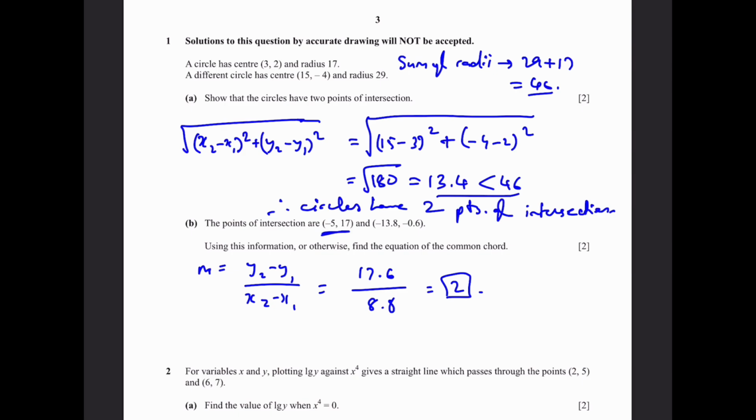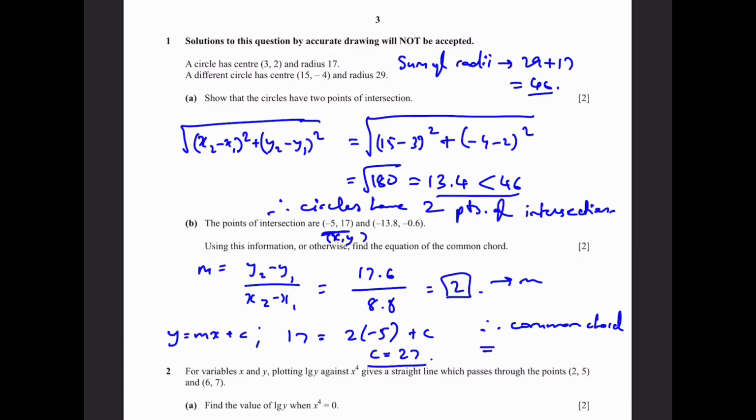Let's take this point here, and we have the equation y equals mx plus c, and c is the y-intercept. Now we have x comma y here, and we have m over here. So we can substitute these in. 17 is equal to 2 times minus 5 plus c, and c is simply 27. So the common chord equation is just y is equal to 2x plus 27. And that'll be our answer. Let's go to question 2.